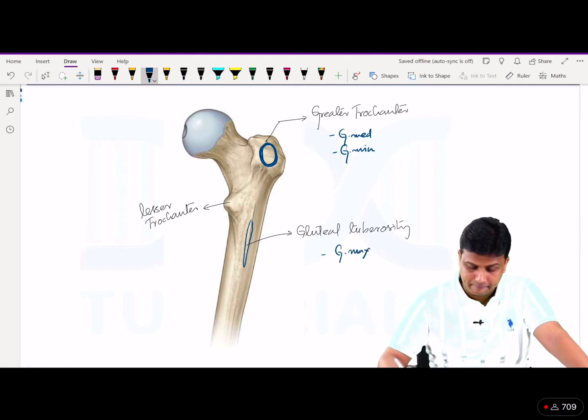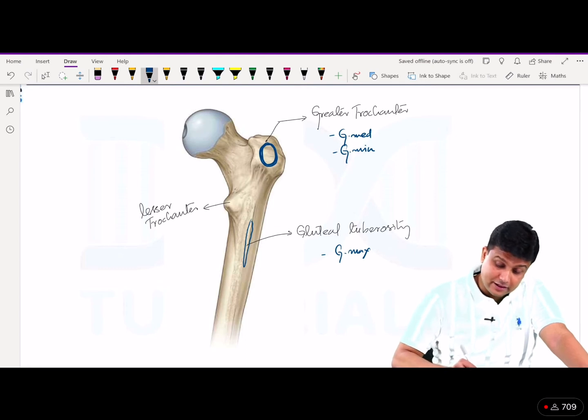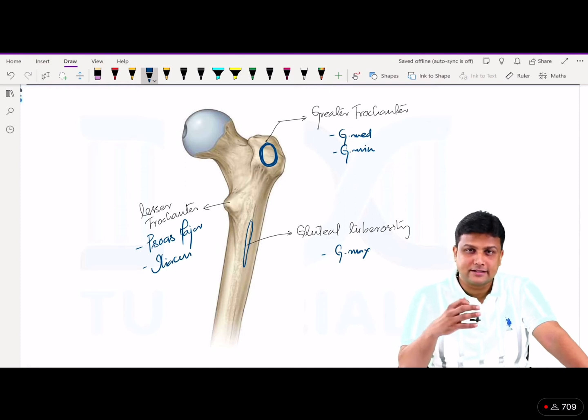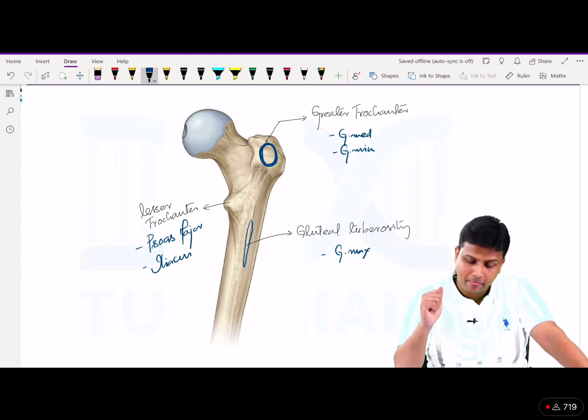Gluteus maximus muscle. And on the lesser trochanter, which was asked last year in the MCQ exam, the muscle inserted will be the psoas major muscle, and along with the psoas major there will be the iliacus muscle, guys. It is also referred to combinedly as iliopsoas. So gluteus maximus will be inserted onto the gluteal tuberosity, medius and minimus onto the greater trochanter, and psoas major and iliacus at the lesser trochanter. First you learn this, slowly.